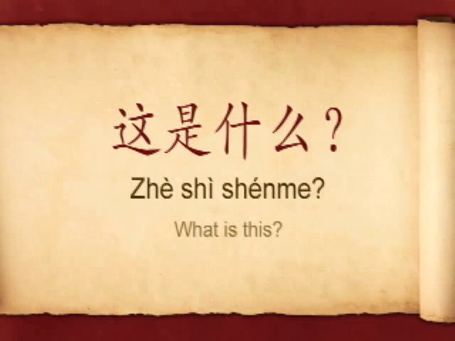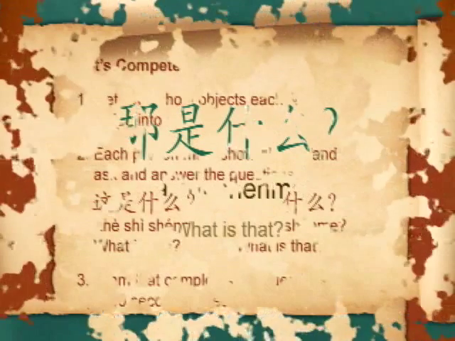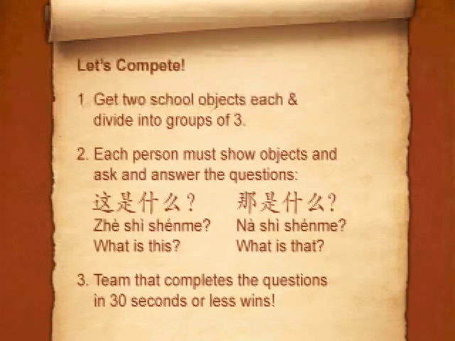As an extension activity for this lesson, how about a friendly competition? After our lesson is complete, I want you to divide into groups of 3 and ask each other today's questions. Each student can take 2 school objects we've studied and ask, 这是什么? What is this? And 那是什么? What is that? Each student must ask and answer the 2 questions. The group that completes the questions in 30 seconds or less wins.